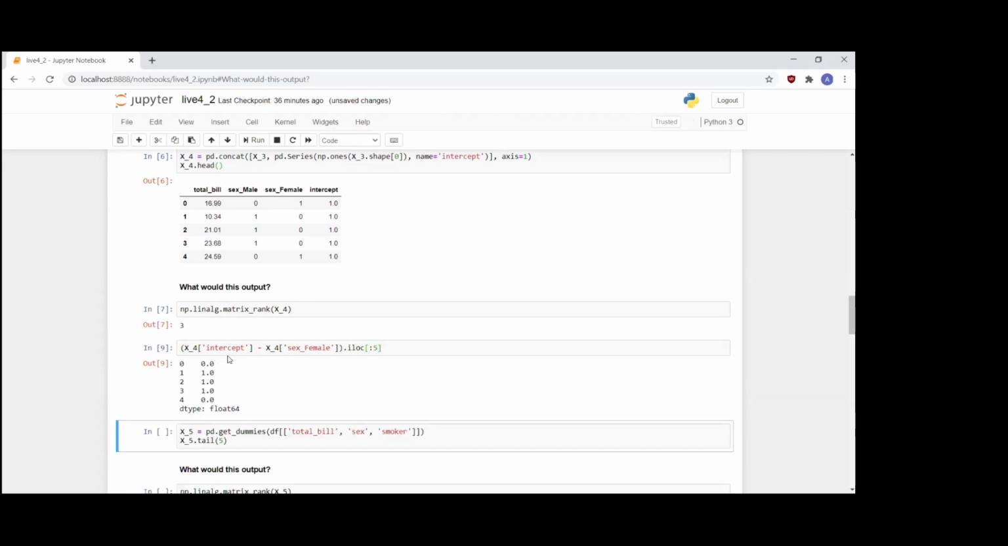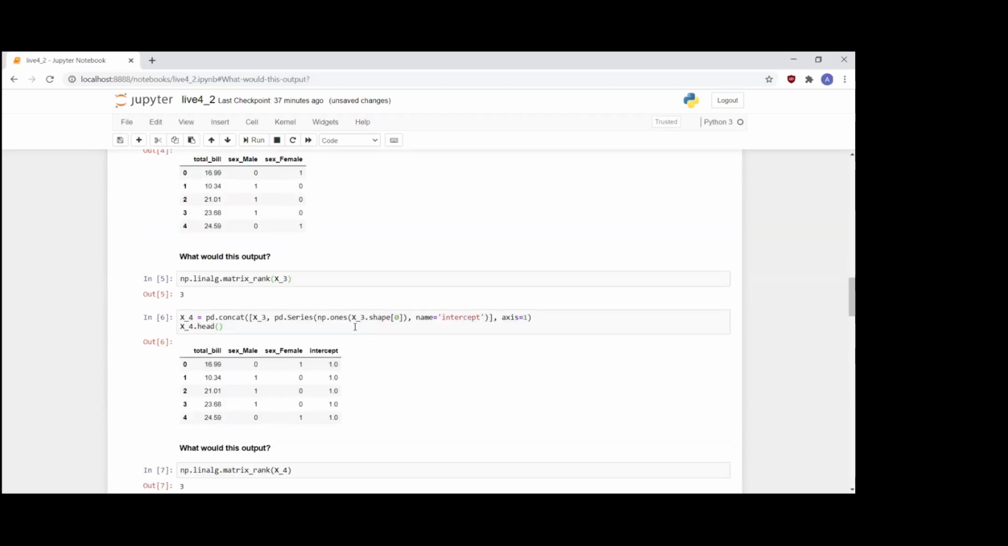Okay, yeah, so I can take the intercept column, subtract it from the female column, get the first 5 rows, and this is the exact same as this male column. Likewise, if I take the intercept and subtract it from the male, I get the female column. Will we typically have an intercept in our DF, or do we have to add it to sklearn automatically?